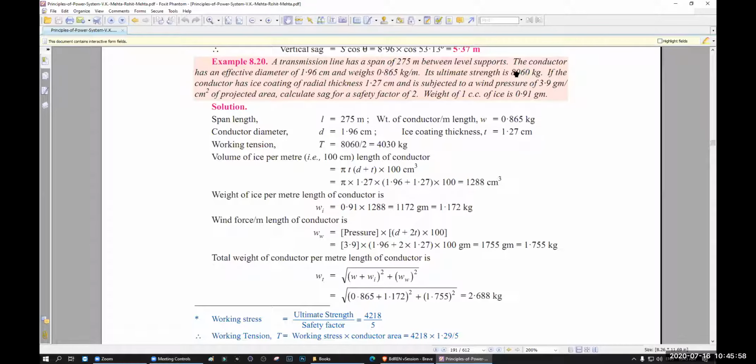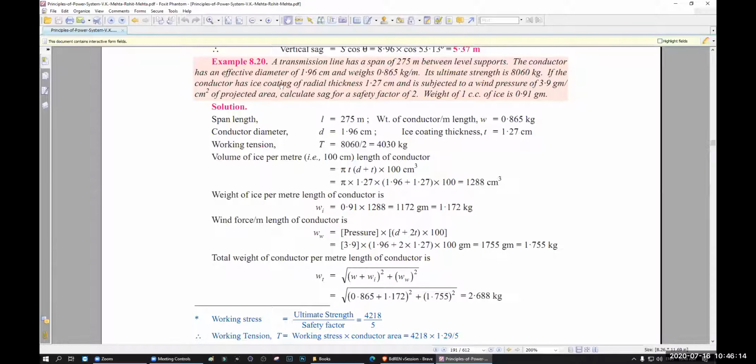Normally we do not go up to this. We normally go half of it or 1/3 of it. That's why the safety factor is given. Safety factor is 2, so we will go only half of it. That means the tension is half of it, 4030. That is the working tension.